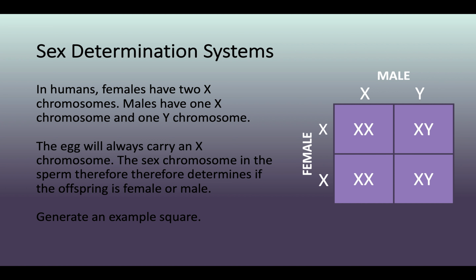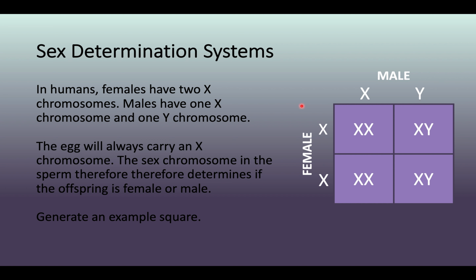Okay, so now let's talk about sex determination systems. In humans, females have two X chromosomes, and males have one X and one Y chromosome. I have a Punnett square here to generate an example. The egg from the female will always carry an X chromosome, and the sex chromosome in the sperm, therefore, determines if the offspring is male or female. Believe it or not, the male gamete always determines whether the offspring is going to be female or male, because it's the only gamete carrying the potential to be male.